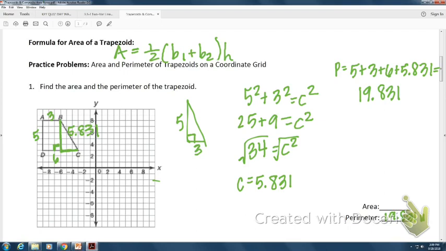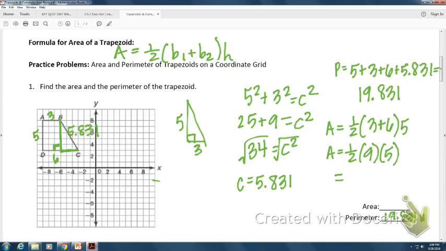Very good. Okay, so what are our bases? 3 and 6. And what is our height? 5. Okay, so I have 1/2 times 9 times 5. What do you get as your area? Is it 22.5?